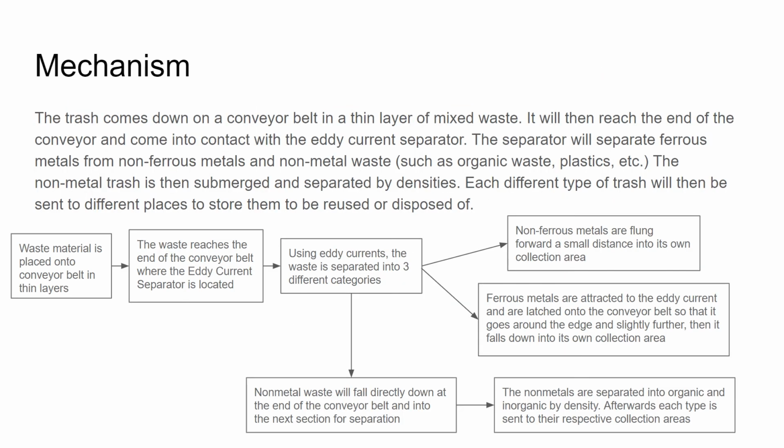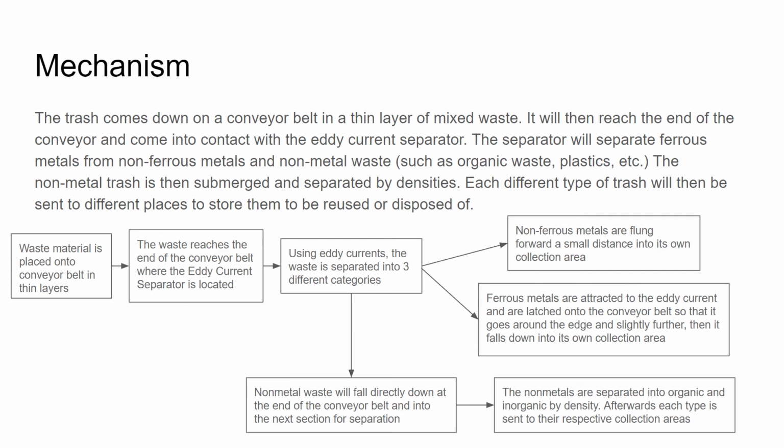Alright, moving on to the mechanism. This is how the machine actually works. So the trash comes down on a conveyor belt in a thin layer of mixed waste. It will then reach the end of the conveyor and come into contact with the eddy current separator, which is incorporated in the conveyor belt itself. The separator will separate ferrous metals from non-ferrous metals and non-metal waste, such as organic waste, plastics, and etc.